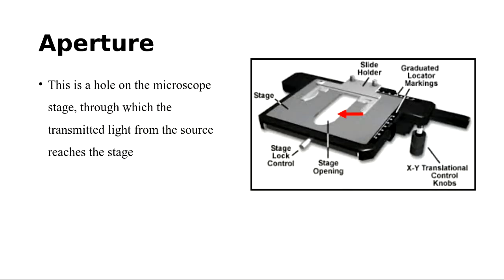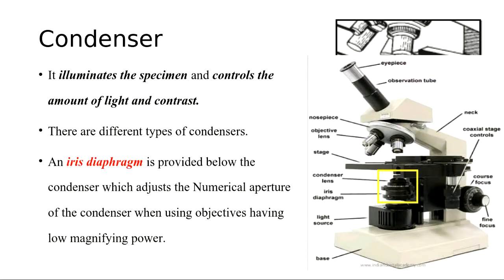Aperture allows the light from the illuminator. It's a hole on the microscope through which the transmitted light from the source of the illuminator reaches the stage. Condenser illuminates the specimen, controls the amount of light and contrast. So how much light has to go, how much contrast has to be there for hematoxylin and eosin staining, it will decide. There are different types of condensers, and an iris diaphragm is there. Below the condenser lens, there is an iris diaphragm which adjusts the numerical aperture.